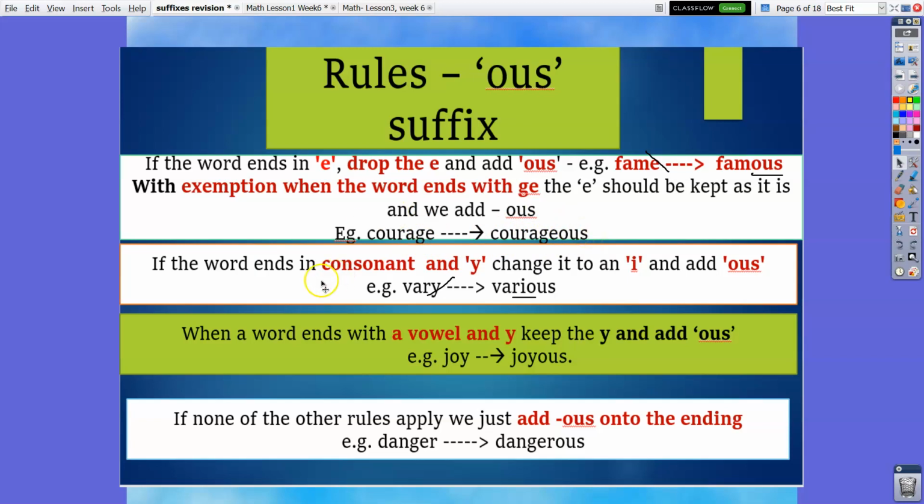If the word ends in a consonant and y, change it to i and add ous. Like the word vary, drop the y, change it to i and add ous. When the word ends with a vowel and y, keep the y and add ous, like the word joy. O is a vowel and y, so keep the y and add ous, like joyous. If none of the other rules apply, we just add ous to the ending. Example, danger. We add ous, it becomes dangerous.